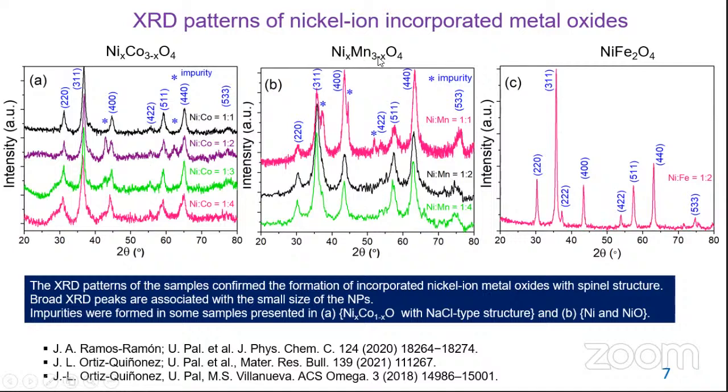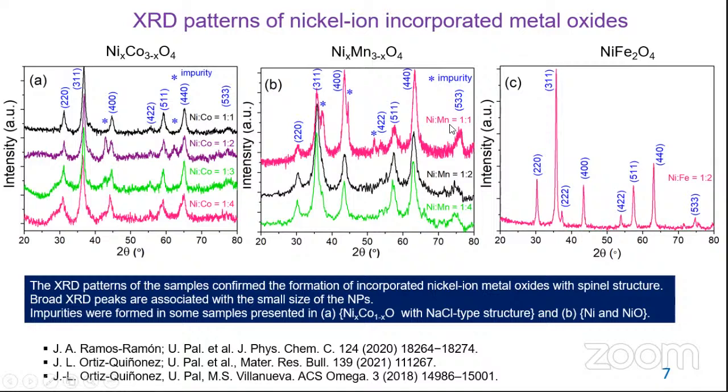In the case of nickel manganese oxides, same thing we did: 1:4 nickel manganese ratio, 1:2 and 1:1. As you see, up to 1:2, all the peaks correspond to spinel structures as expected. And here, the peak intensities are a little bit higher. As we remember, this sample was annealed after growth at 300 degrees centigrade for 4 hours, so crystallinity is much better.